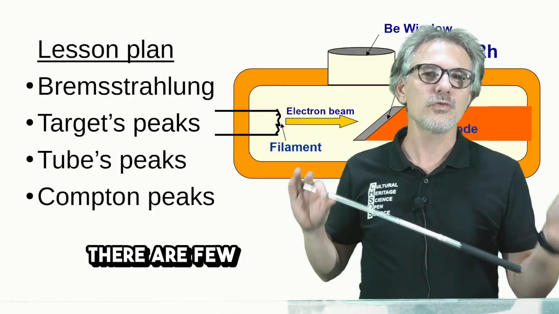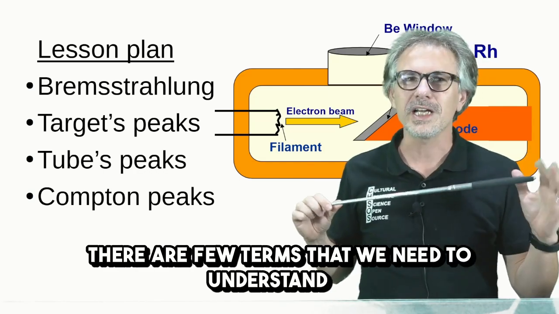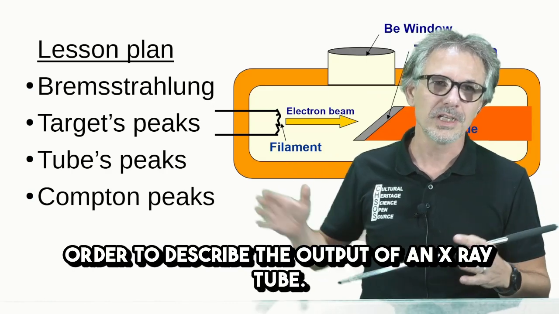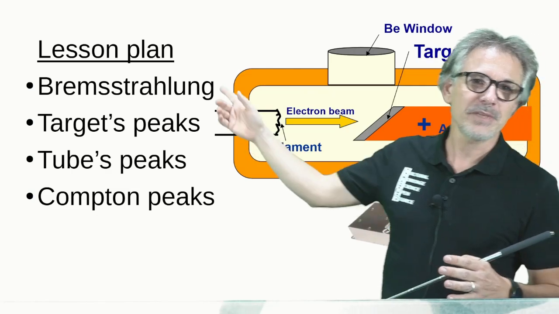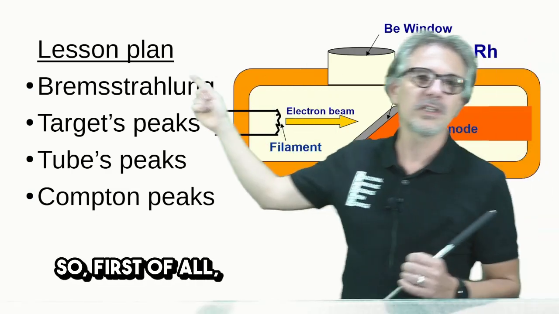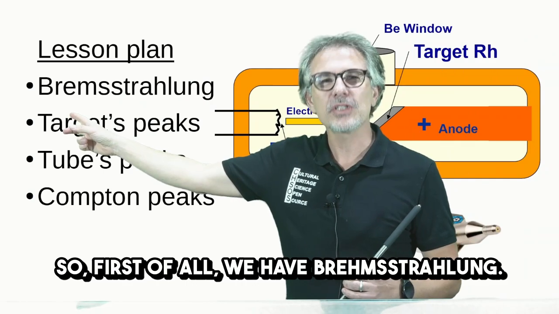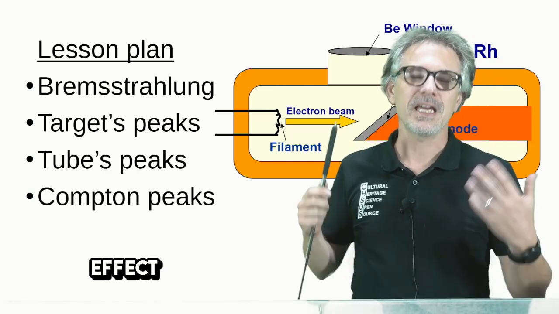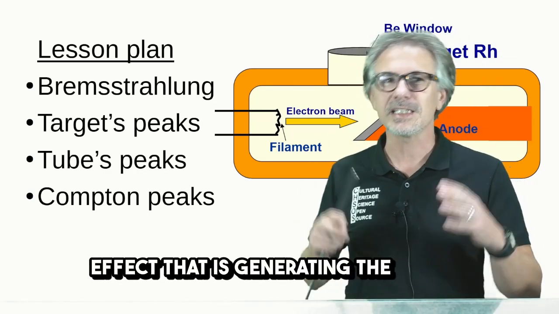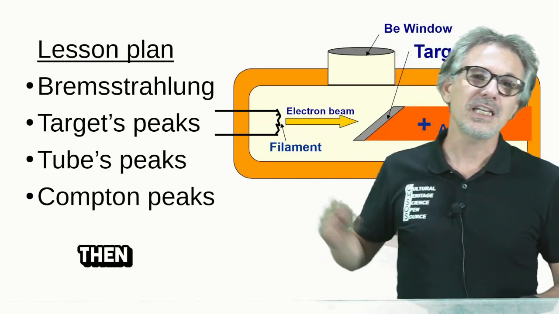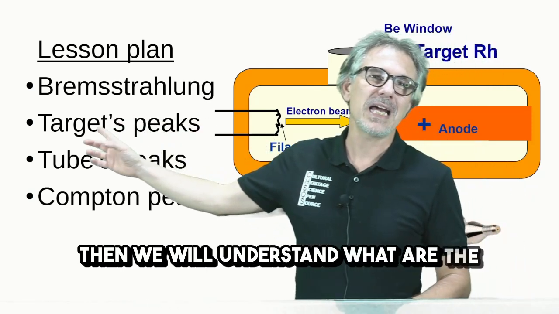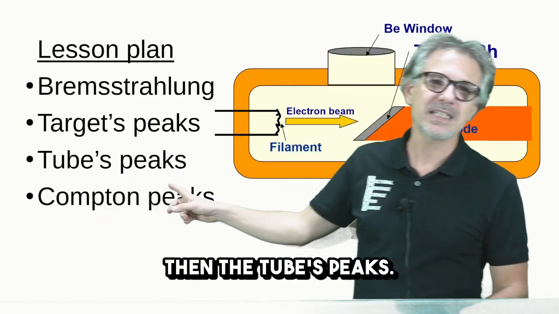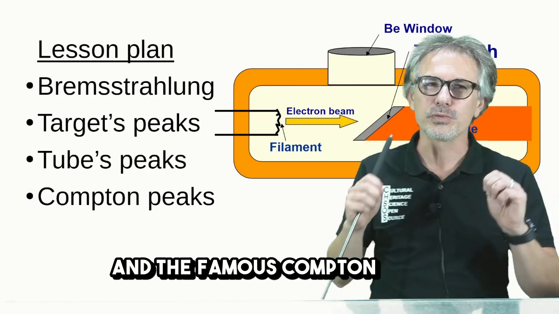There are few terms that we need to understand in order to describe the output of an X-ray tube. These are the main, let's say. So first of all, we have bremsstrahlung. This is the main source, the main effect that is generating the X-rays. Then we will understand what are the target's peaks, then the tube's peaks and the famous Compton peaks.